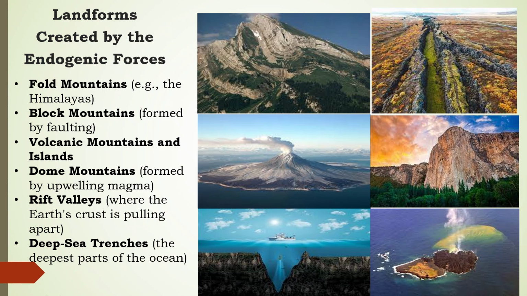Major landforms that are created by the endogenic forces are fold mountains, block mountains, volcanic mountains and islands, dome mountains, rift valleys, and deep sea trenches.